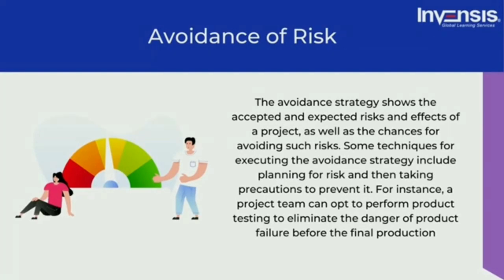The avoidance strategy shows the accepted and expected risks and effects of a project, as well as the chances of avoiding such risks. Some techniques for executing the avoidance strategy include planning for risk and then taking precautions to prevent it. For instance, a project team can opt to perform product testing to eliminate the danger of product failure before the final production. Here are some other examples where avoidance strategies can be used.